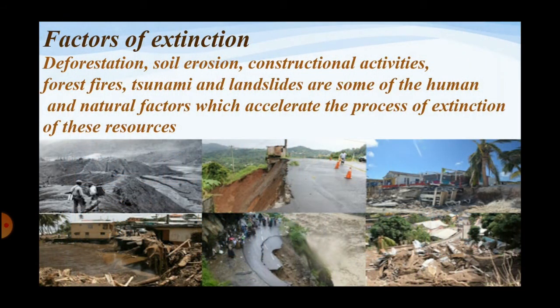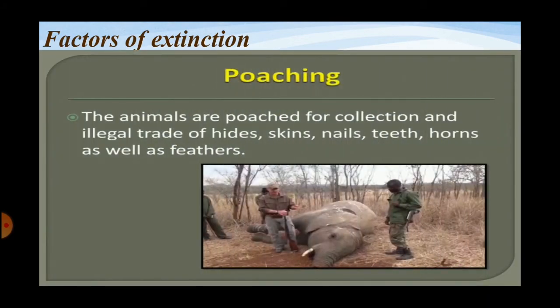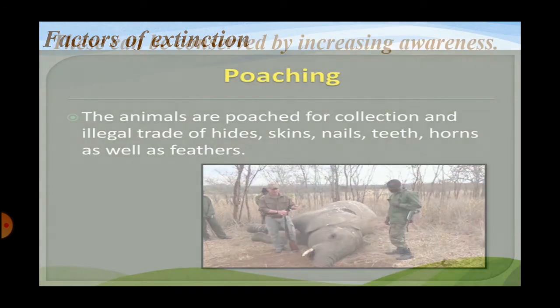Deforestation, soil erosion, constructional activities, forest fires, tsunami, and landslides are some of the human and natural factors which accelerate the process of extinction of these resources. When we talk about factors of extinction, poaching is one of the major threats. The animals are poached for the collection and illegal trade of hides, skins, nails, teeth, horns as well as the feathers of the birds.